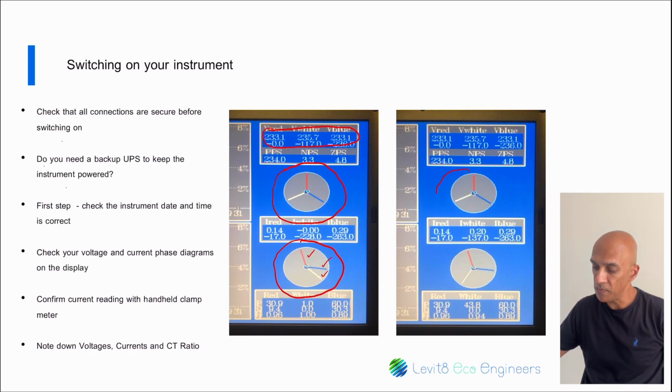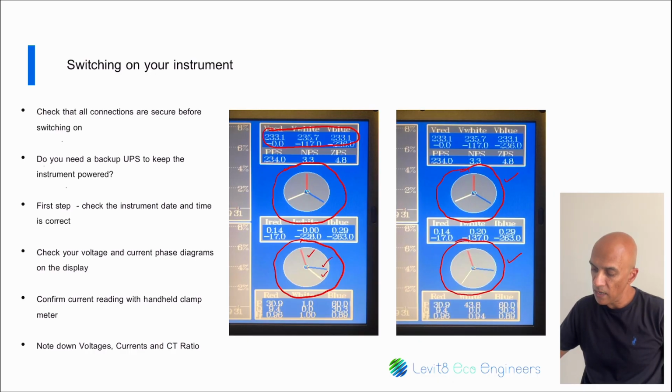Now, after some adjustments, you notice the voltages remain the same. However, notice that the currents are now similar to the voltage. However, they're displaced by the angle of the power factor. Then what you want to do is check the readings of the current. I like to confirm the displayed current by using a handheld clamp meter to verify the readings. Make sure that if you are not reading full primary current, that you apply the relevant CT ratios to confirm that the readings are correct.